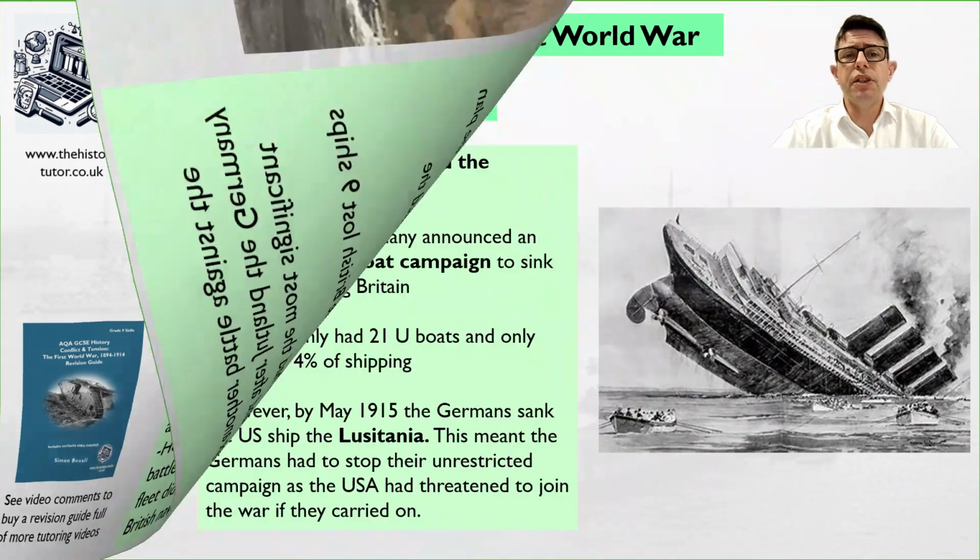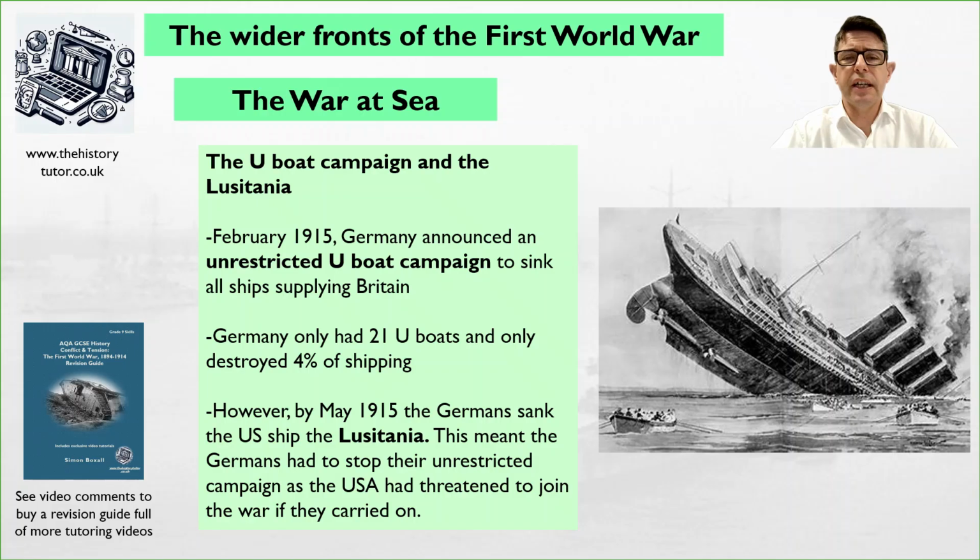So the Germans turned to a U-boat campaign as time went on to try and get their own blockade going. This in particular was a blockade of supplies to Britain, of course. So in February 1915, Germany announced its unrestricted U-boat campaign to sink all ships supplying Britain. Germany only had 21 U-boats at the time, and they only managed to destroy about 4% of shipping arriving in Britain, so it wasn't very impactful at this stage.